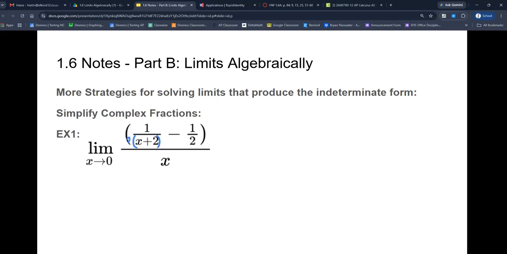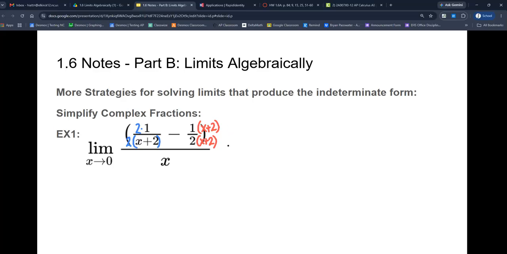I'm going to multiply this by 2 on top and bottom. And then I'm going to multiply the other fraction by x plus 2 on top and bottom. And so then I have common denominators. Both of my denominators are 2 times x plus 2, right? This will always work. Sometimes it might be more helpful to simplify a little first before you do it, but this will always work. Just multiply the fraction by the denominator of the other one.